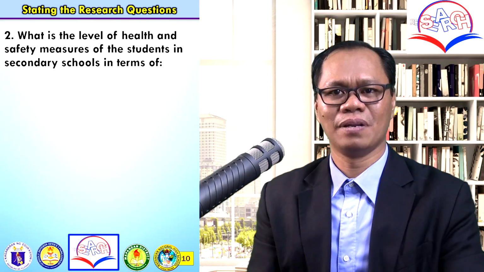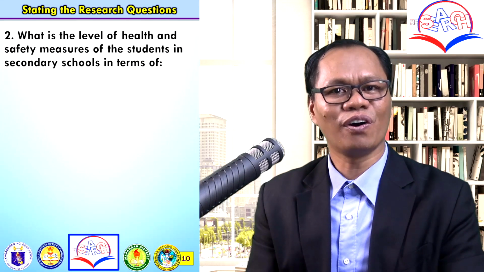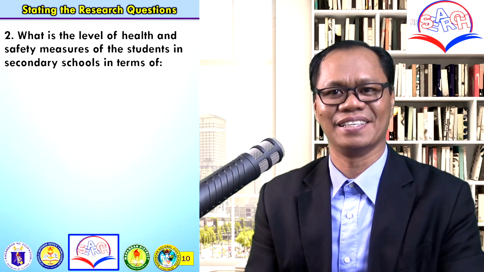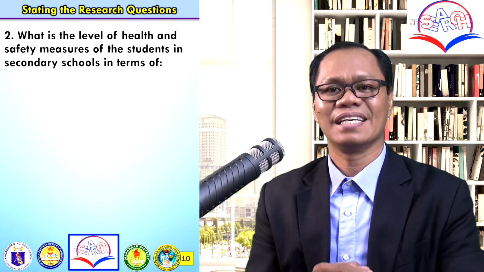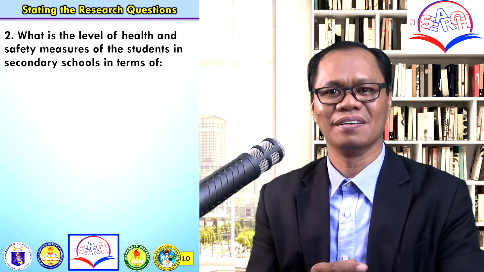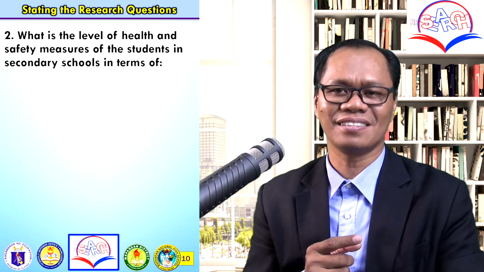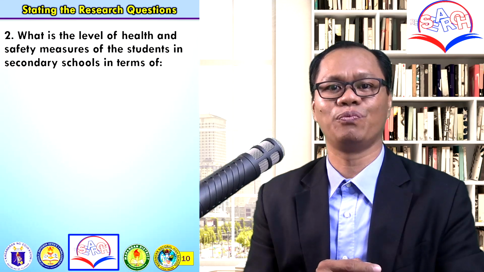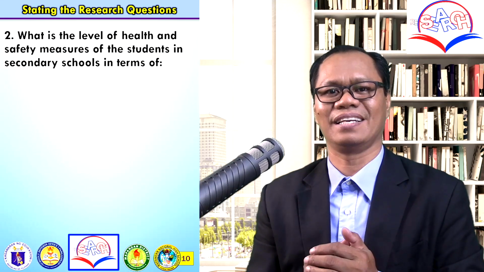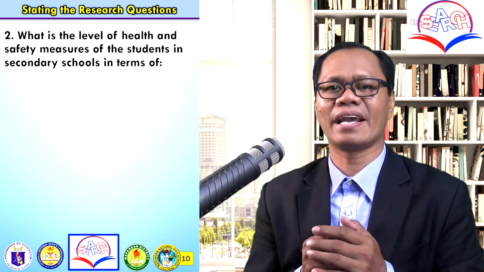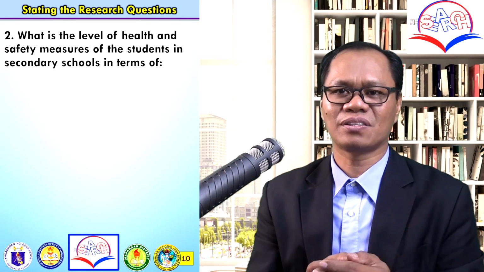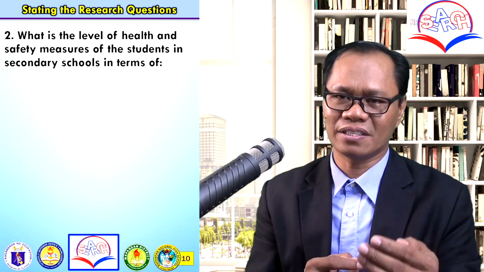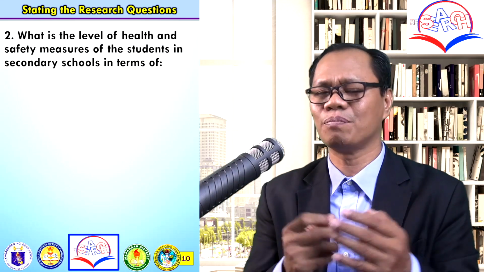For sub-problem number 2, this focuses on the variables in the title. The variable is the HSP, but it does not just end there. We have to specify some indicators if we would like to measure something. Indicators like domains, factors, aspects, criteria, parameters, and among others.